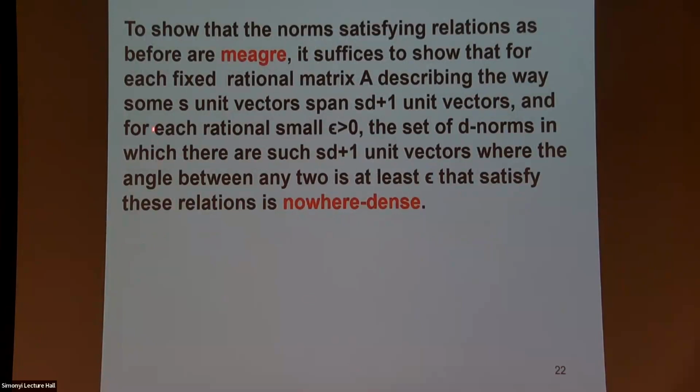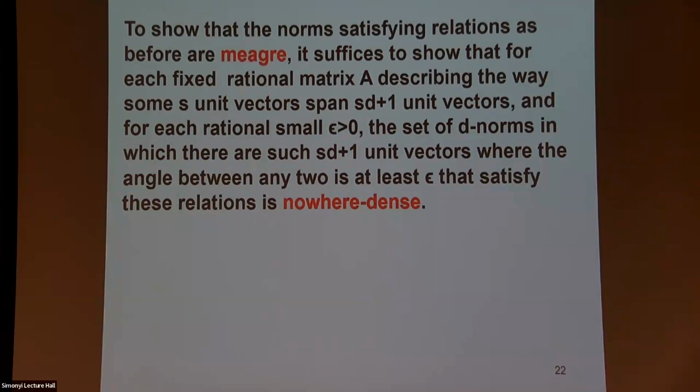So it suffices to show that for any fixed rational matrix A, which describes the way these S unit vectors span the SD plus one others, and for each rational small epsilon, the set of norms in which there are SD plus one unit vectors and S unit vectors that satisfy this rational matrix A, and so that the angle between any two of the vectors is at least epsilon, so they are epsilon separated, is nowhere dense. And the important thing is that there are only countably many choices for the rational matrix and for the epsilon, right?